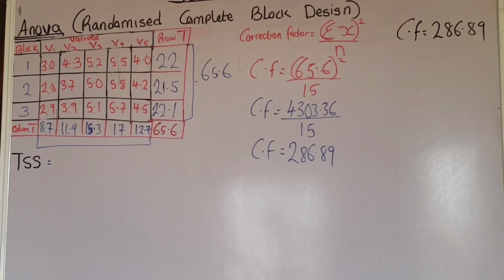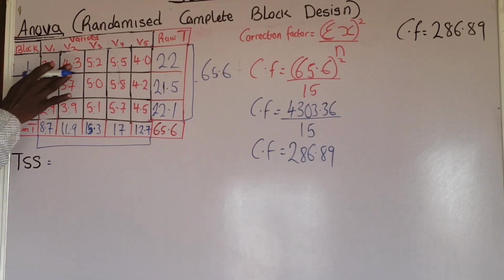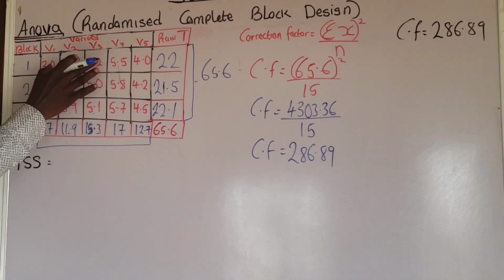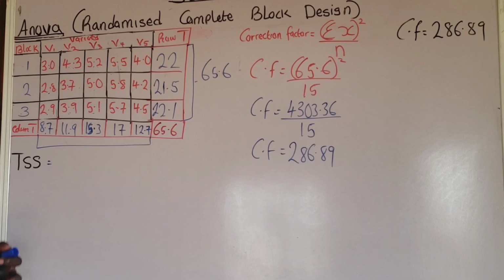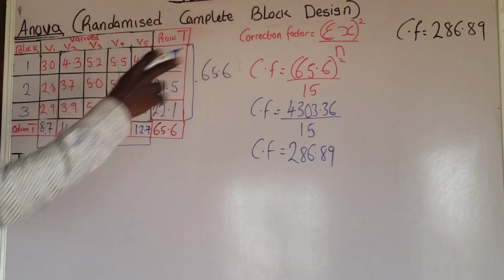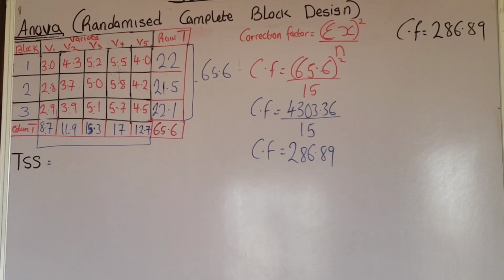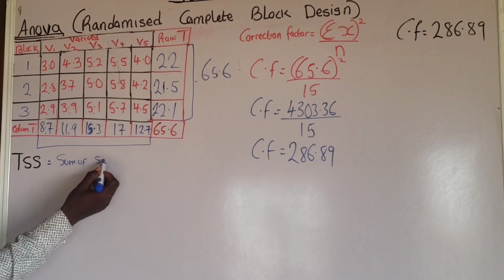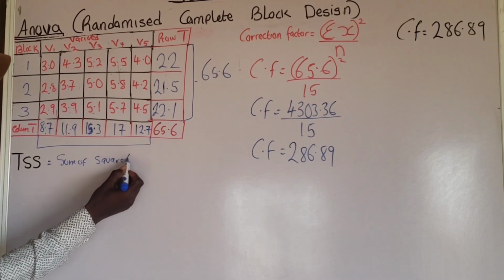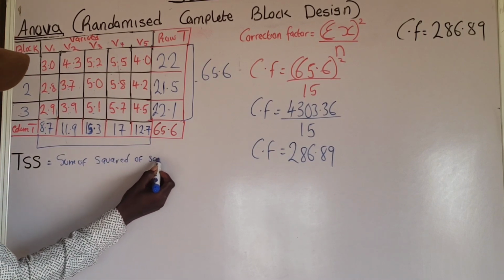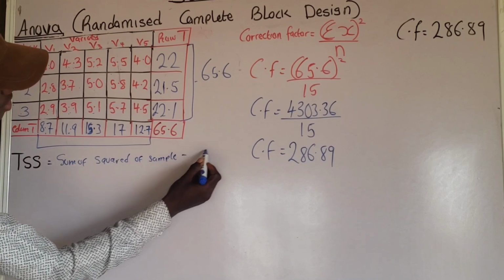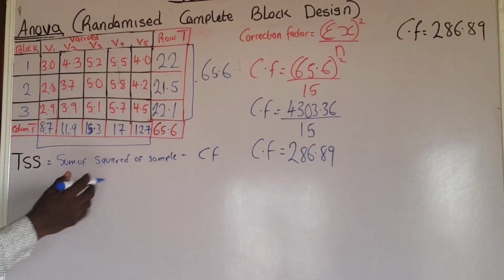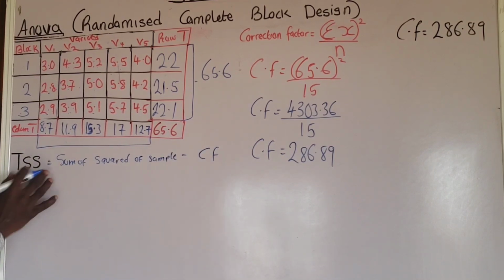That is, we are going to square all the samples, everything that we have here. After squaring, we sum it together. Then from the answer, we subtract the correction factor. That will be the total sum of squared. The sum of squared of the samples minus the correction factor. This is what I mean. So the square of the samples will be what?